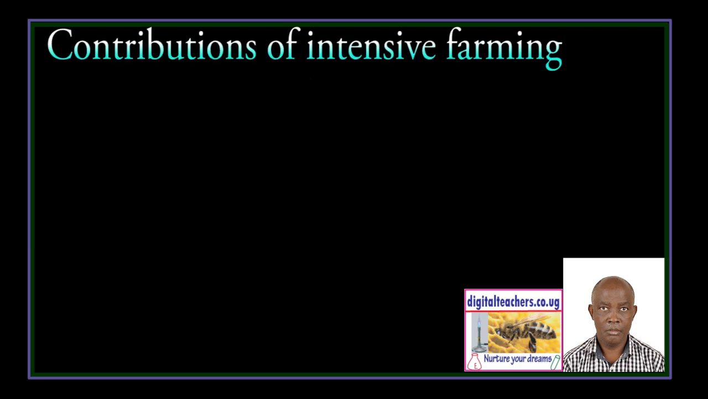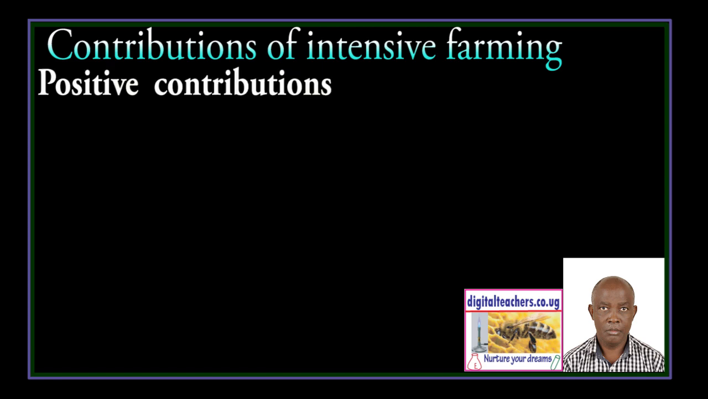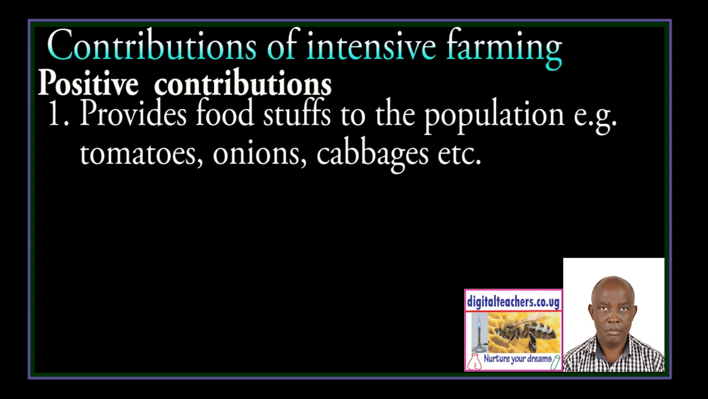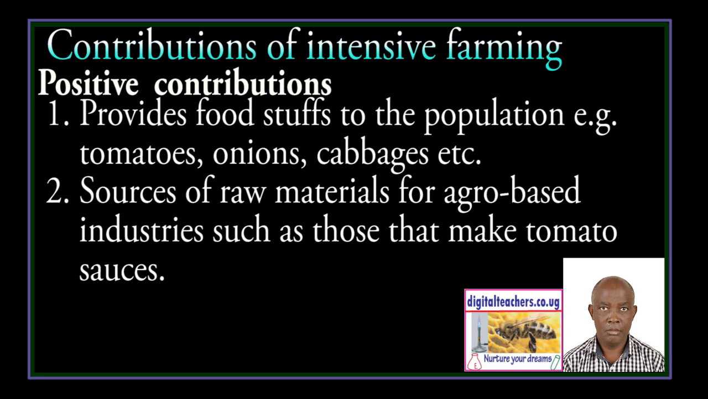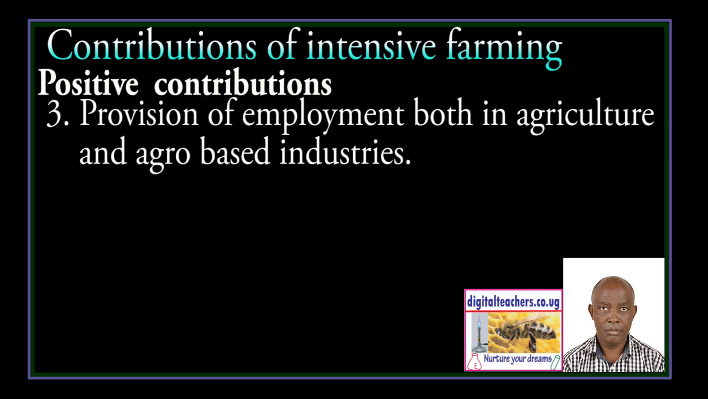Contributions of intensive farming. Positive contributions. Provide foodstuffs to the population, for example, tomatoes, onions, cabbages, and so on. Sources of raw material for agro-based industries, such as those that make tomato sauces. Provision of employment both in agriculture and agro-based industries.